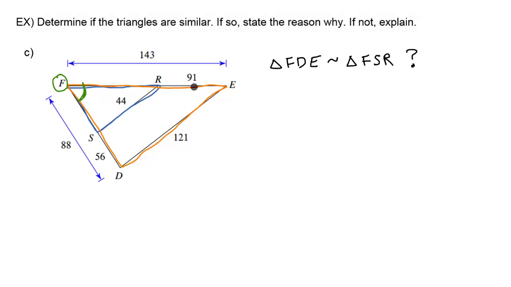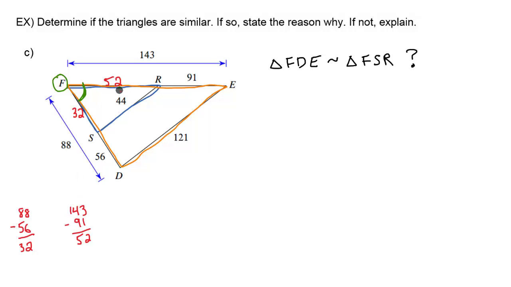Now, we don't have any other angles that we're going to use. And do we have all the sides? Well, yeah, it looks like we have all the sides. This side right here is 44. This is going to be 121. We have this segment right here, RE, that's going to be 91. And if we wanted to, we could calculate FR, because all we have to do is take 143 and subtract 91 from it. And we could do the same thing down here. This entire side is 88, so if you subtract SD, which is 56, you get this part right here.